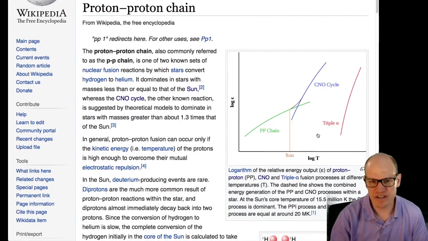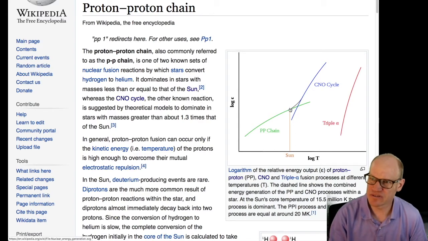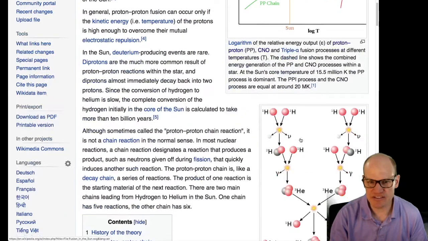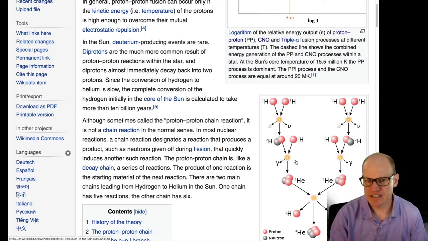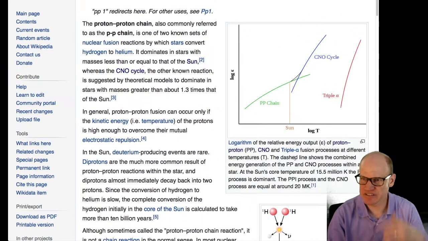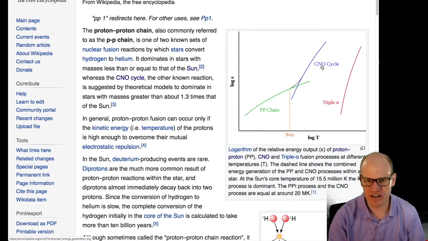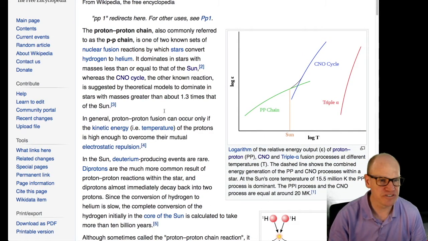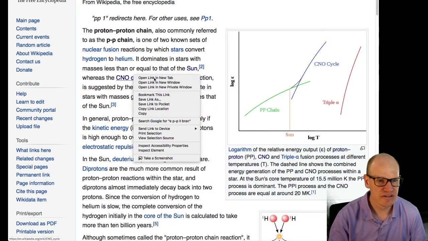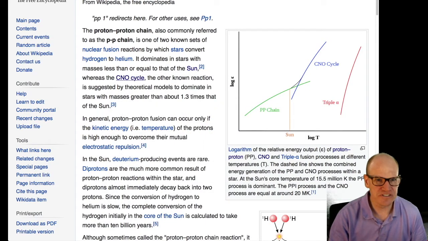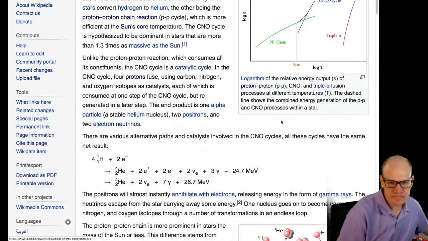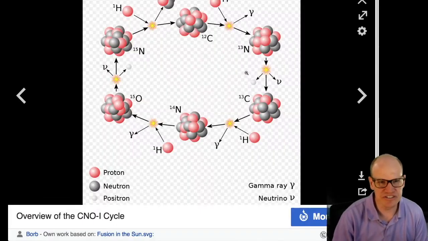In particular, the proton-proton chain is right here. As you change the temperature of the core of a star, which process is important will change. So the CNO cycle is basically the same process where you're converting hydrogen into helium, except that you use as a catalyst something that facilitates the interaction: carbon, nitrogen, and oxygen. So if I briefly go to the CNO cycle page, we can see a diagram of how that works. It's right here. So this is the CNO cycle.